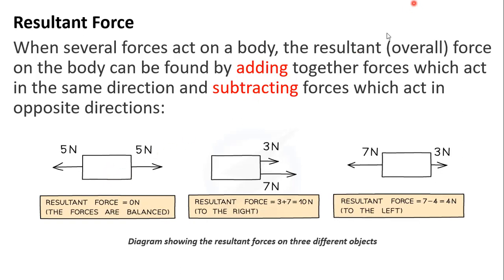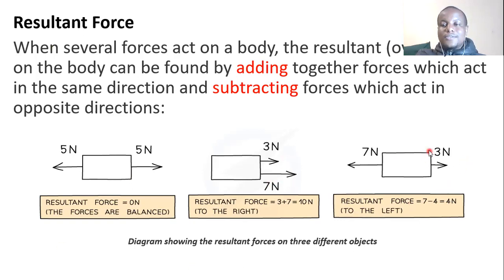Also, when we have two forces that are acting in the same direction, we are going to add. So we have a force which is 3 newtons and another one which is 7 newtons, and they are both acting to the right, or to the east. So the resultant force is 3 newtons plus 7 newtons, and we get 10 newtons to the right. So remember, a force is a vector quantity and it will have a direction.